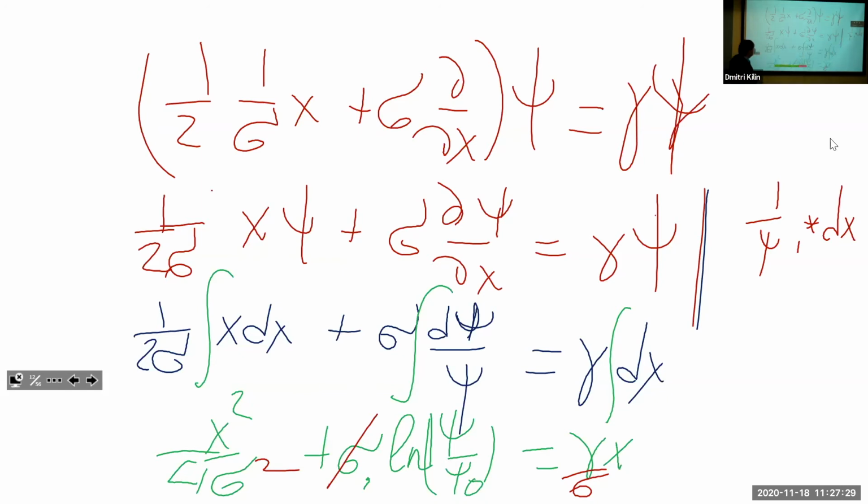Then one can either reorder them, or first integrate and then reorder. So 1 over 2 sigma x dx comes from this term, right? d psi over psi comes here, the same, non-trivial. And we already know that it will be a logarithm, right? And here we have just this eigenvalue and then the integral of dx.